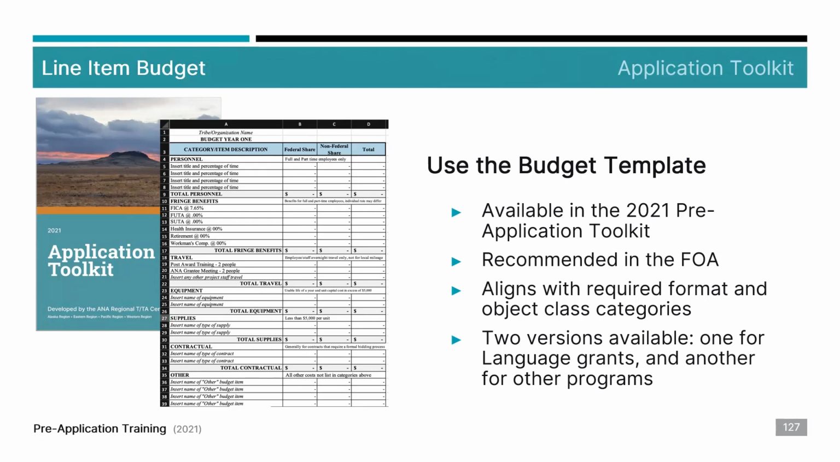It's available in the 2021 pre-application toolkit. It is also recommended in the FOA. It is also available on our website at anaeastern.org. If you go to the resources tab, you can download the budget template there. So there are 2 versions available. There's the language version, and then there's the ones for the other programs. The language version just has extra notes and reminders that the first year of your project for language is a 9-month budget period. So it's really the only difference, but you can use any of the templates and get what you need out of it.